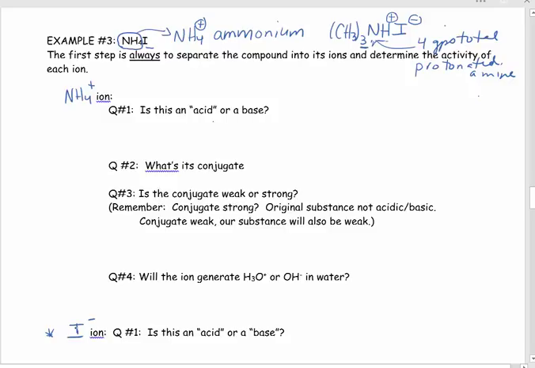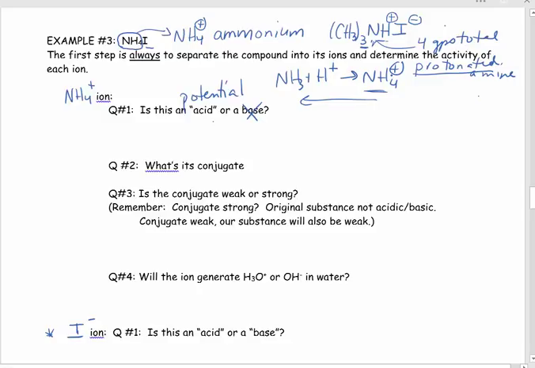All right, so the first thing you do is you break it into its ions, and then you decide, is this an acid or a base? Okay, in this case, it's a potential acid because it's not an amine, it's the protonated amine. It's got an extra H plus. It already has its H. So the NH3 has already reacted, gotten the H, and become NH4 plus. And so the only choice this has now is to give up its H and go in the opposite direction, to go back. So this is a potential acid.